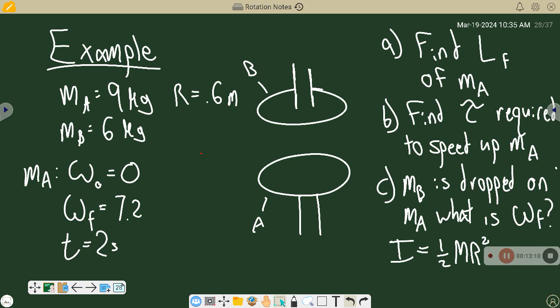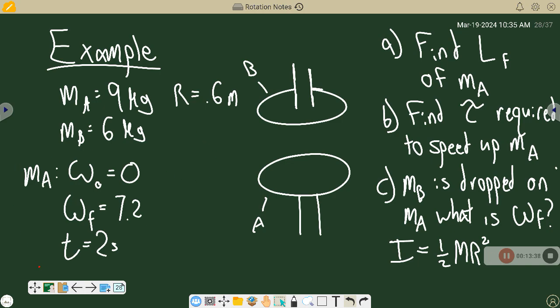Okay. Let's do a quick example problem. I know there's a lot on this board, so I'm going to use this little red dot to focus your attention. Here I have two discs. Initially, both are at rest, but we know the mass of disc A is 9 kilograms, the mass of disc B is 6 kilograms. Both have a radius of 0.6.